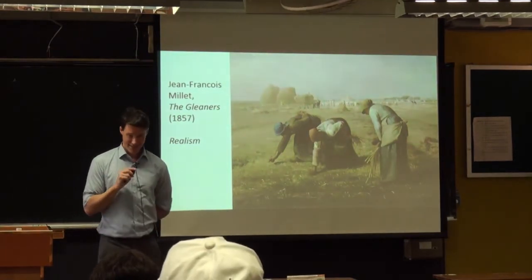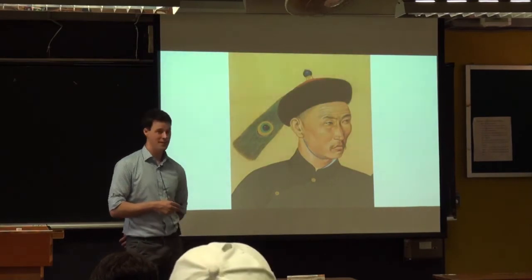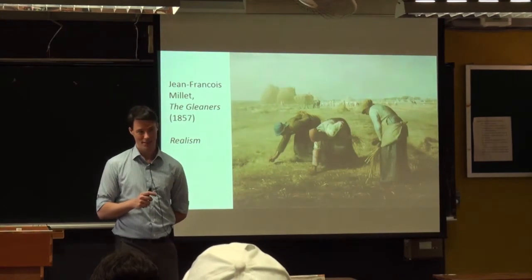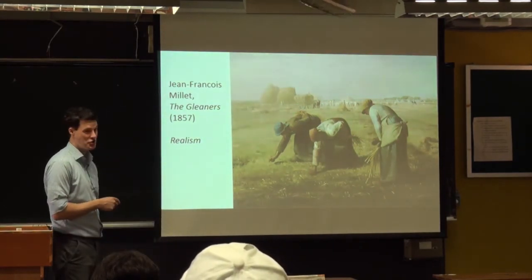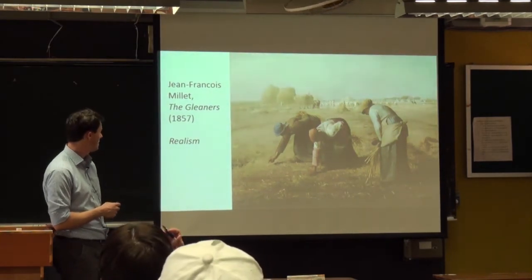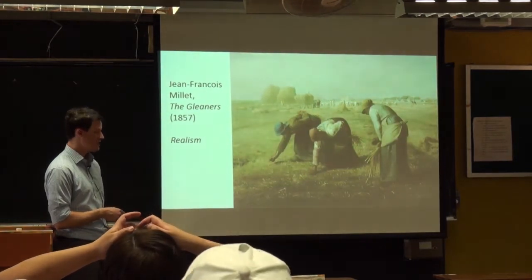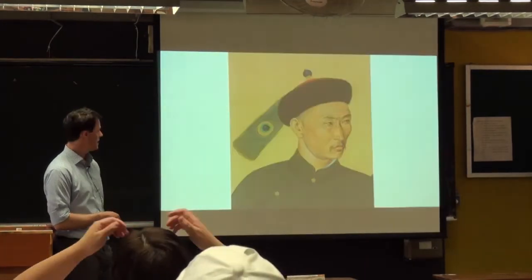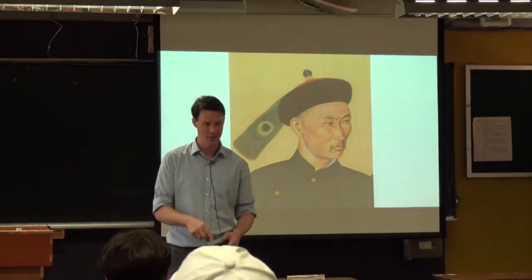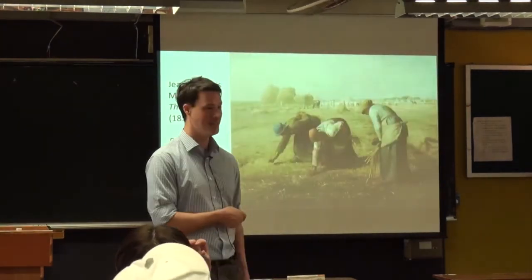Take a look at this painting in your book, which is a realistic painting, and then compare it to this realistic painting by the French European artist Jean-François Millet, The Gleaners from 1857. This is a little bit later than this painting. But what's the difference? Your book is asking you: what is the big difference between this painting and this painting?